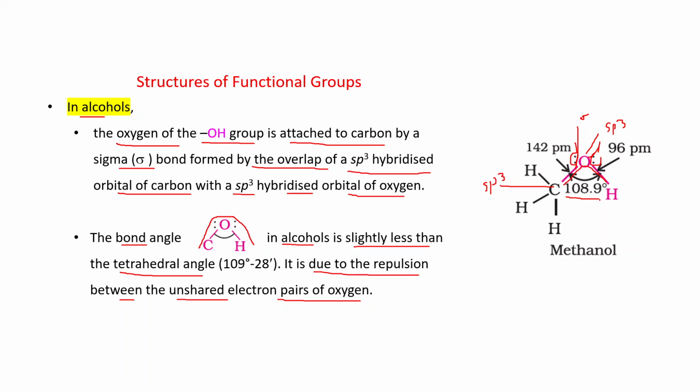As we know, repulsion between lone pair and lone pair of electrons is more compared to lone pair bond pair repulsion, and lone pair bond pair repulsion is more compared to bond pair bond pair repulsion, okay.